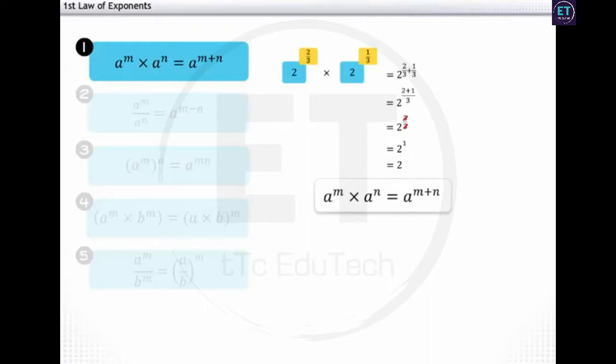Based on these examples, we can generalize the first law of exponents. This law states that when multiplying two numbers that have the same base, you can add the exponents. Here A is a real positive number. M and N are rational numbers.